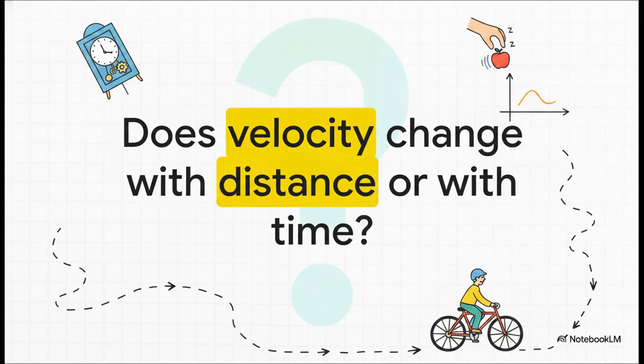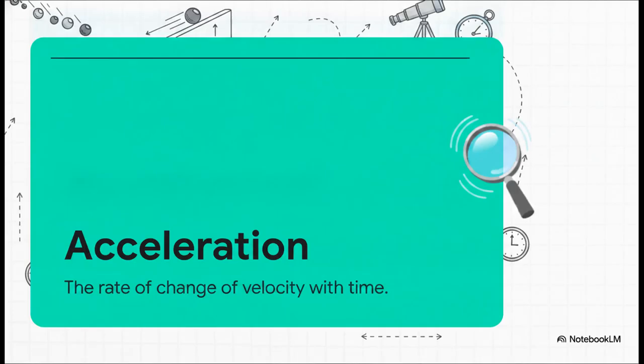Galileo himself wrestled with this exact question when watching objects fall, trying to figure out the fundamental rule of speeding up. Through studying falling objects and balls rolling down ramps, Galileo brilliantly deduced that velocity changes over time. This realization gave us the formal definition of acceleration. It's simply the rate of change of velocity with respect to time.